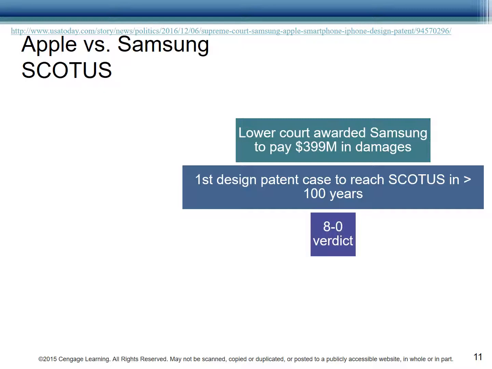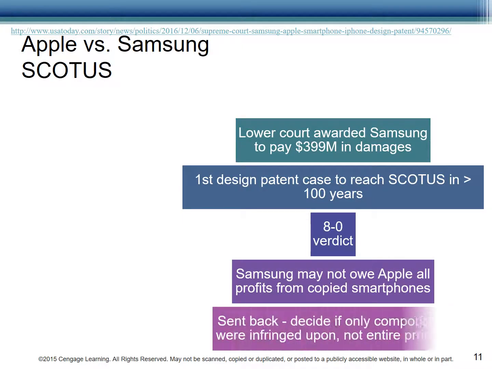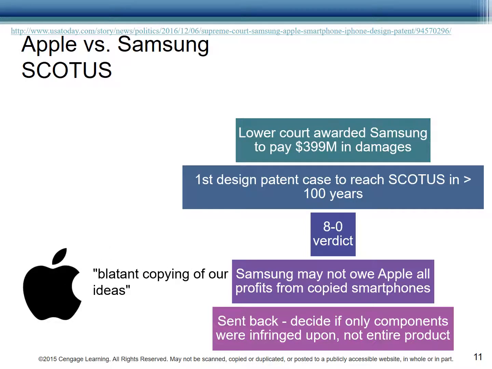In an 8-0 verdict, they concluded that Samsung may not owe Apple all profits from the smartphones that were copied. They sent the case back to the lower court to decide if only components were infringed upon and not the entire product. Then the award may need to be reduced. After the verdict, Apple complained about the blatant copying of our ideas and hopes lower courts will again send a powerful signal that stealing isn't right.